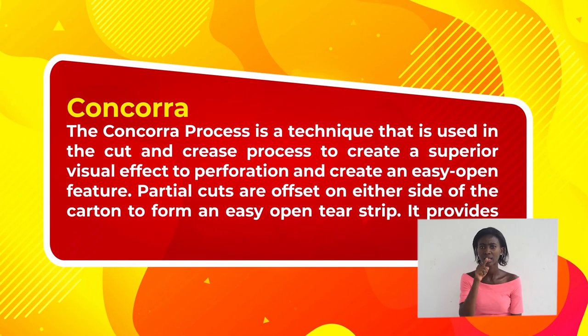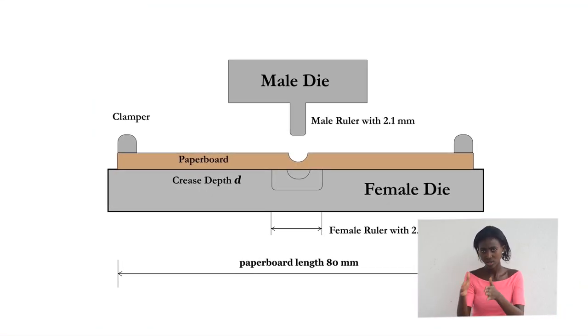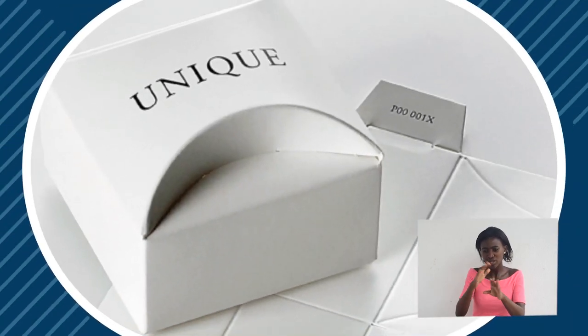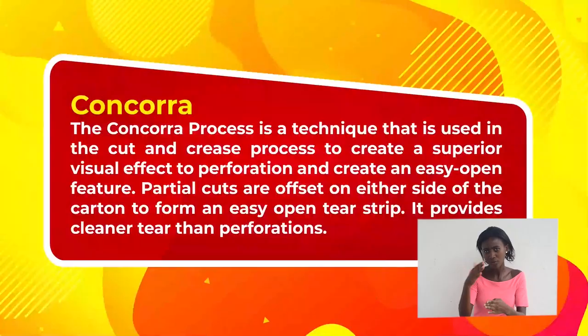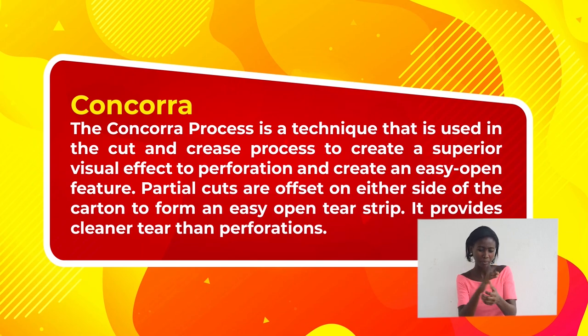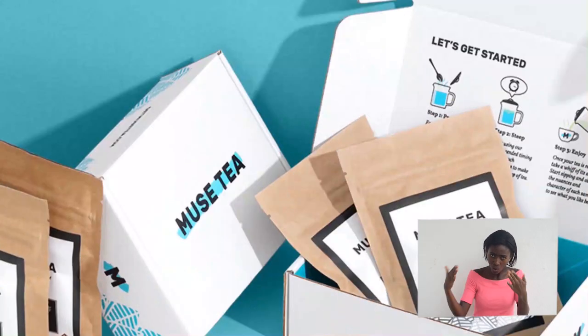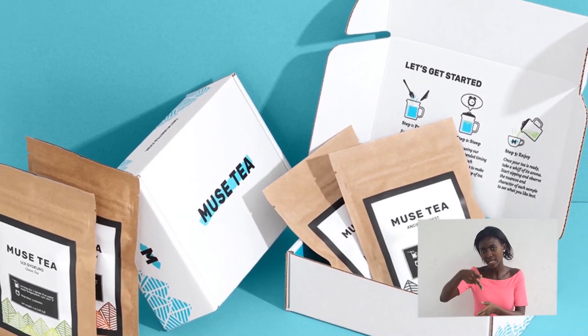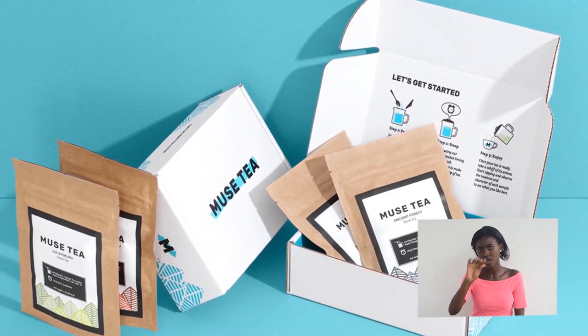Concora. The Concora process is a technique that is used in the cut and crease process to create a superior visual effect to perforation and create an easy open feature. Partial cuts are offset on either side of the carton to form an easy open tear strip. It provides a cleaner tear than perforations.